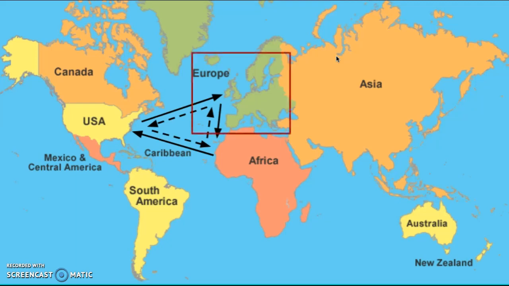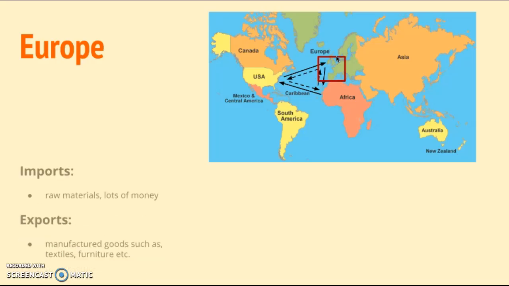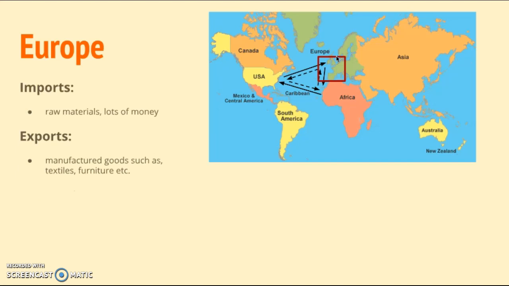Next, let's talk about Europe. Europe was kind of more advanced compared to the rest of the world at this time. Their exports were manufactured goods such as textiles and furniture. Like I said, they would use the goods from America and produce them with the machinery they had come up with in the Industrial Revolution. The imports were raw materials, obviously, like I said, and lots of money. And there were some slaves that came from Africa, but enslaved Africans did usually go to the Americas.